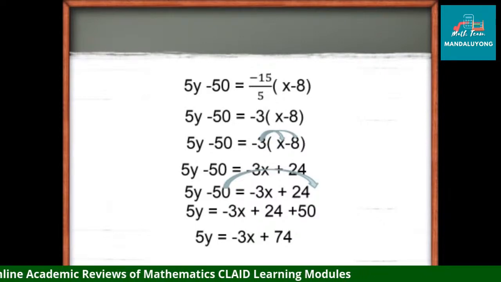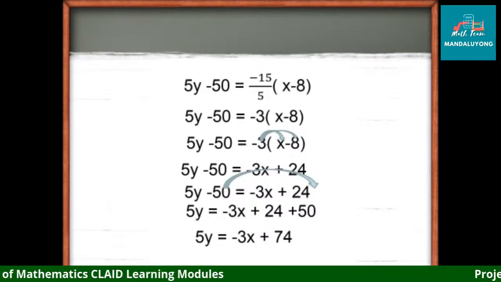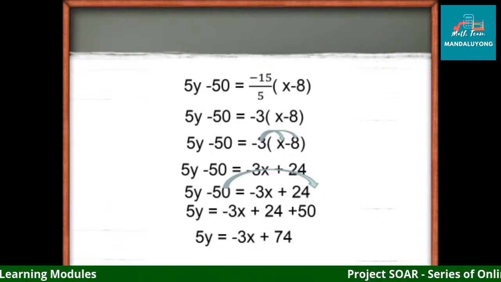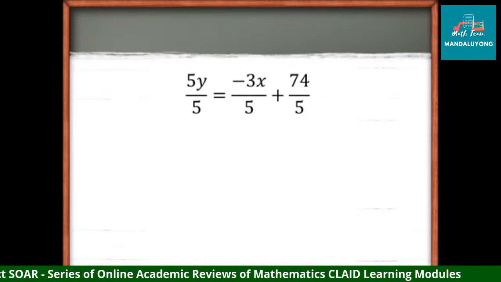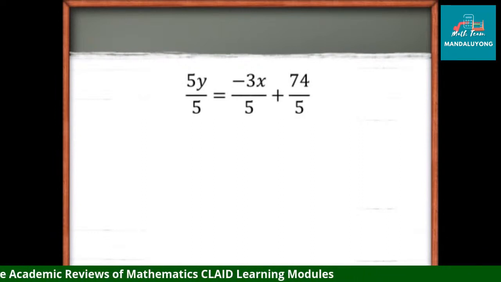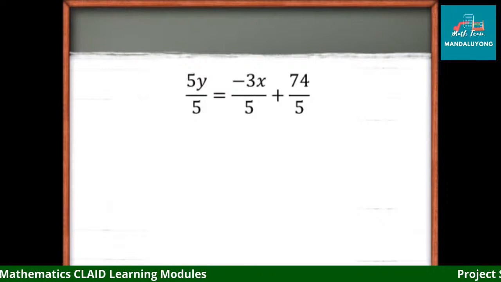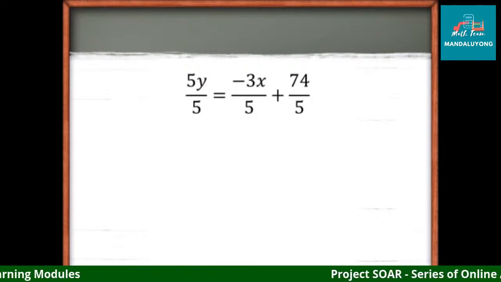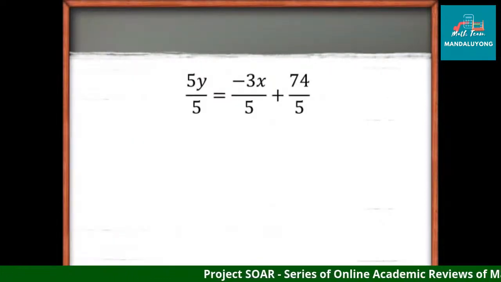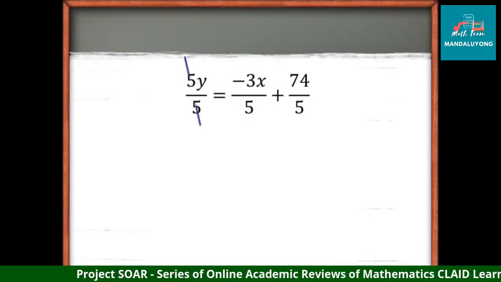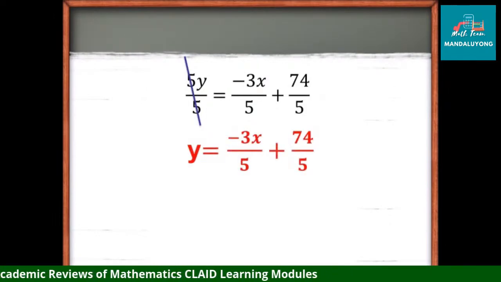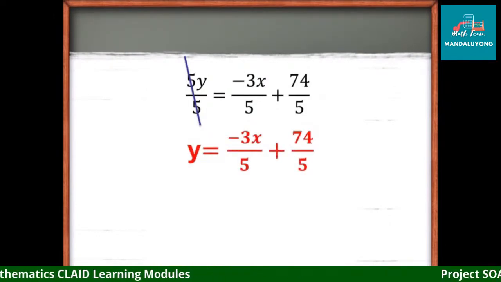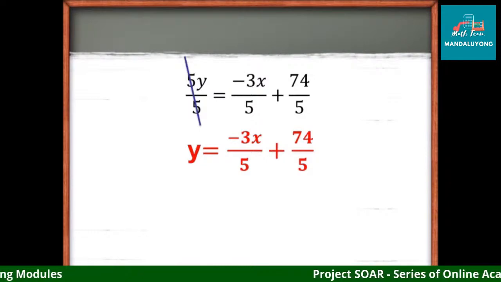Since it's 5y equals negative 3x plus 74, and if our intention is to write this in slope-intercept form, we will divide each term of the equation by 5. So 5y divided by 5 equals negative 3x divided by 5 plus 74 divided by 5. We will cancel out 5. So it will become y equals negative 3x over 5 plus 74 over 5.